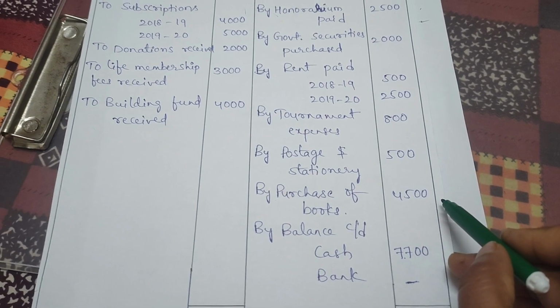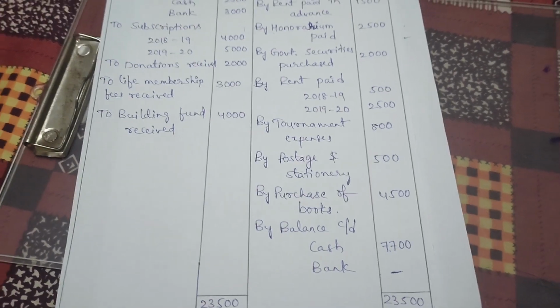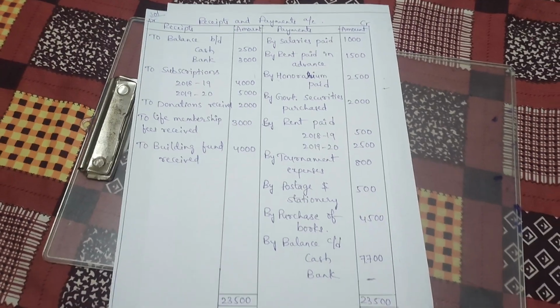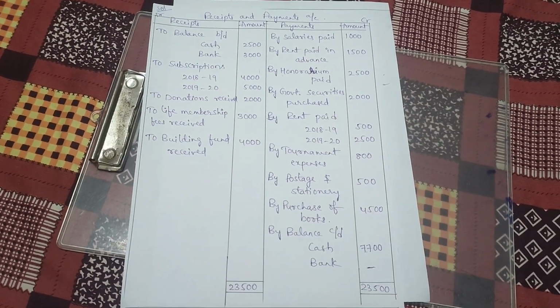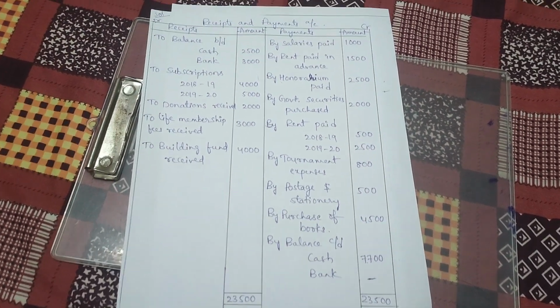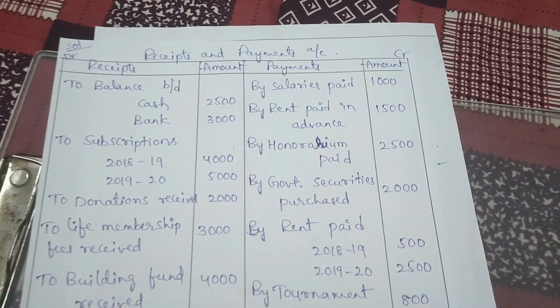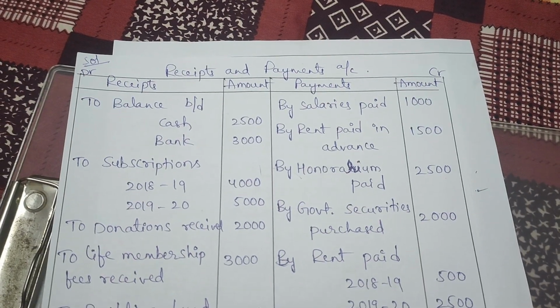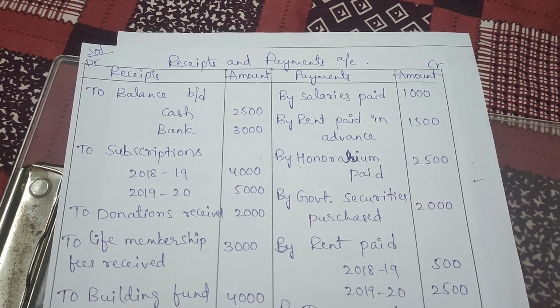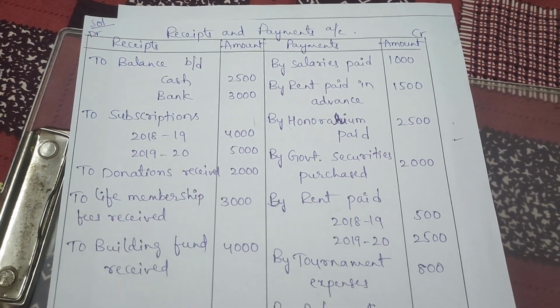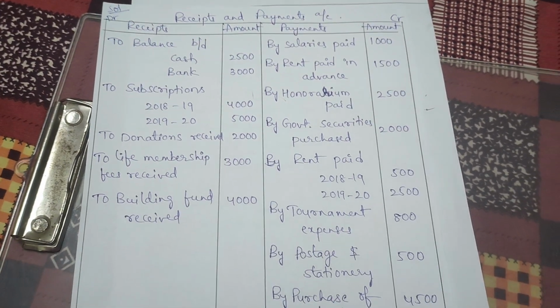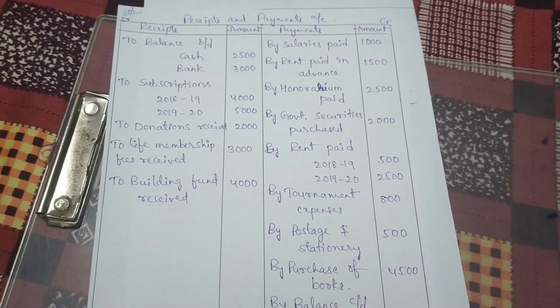Okay. All items are finished, so we recorded all items. Then what do we have to do? We have to balance this account. How to balance this account? Before balancing, I will show all the items once. You can just have a look. These are all the items that we recorded, on both sides, depending upon their nature, whether received or paid.